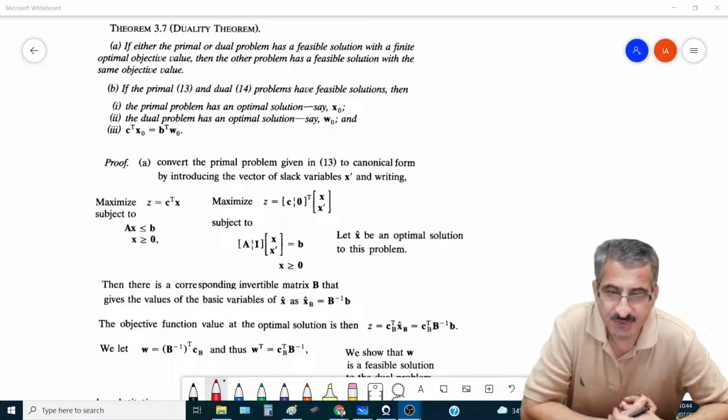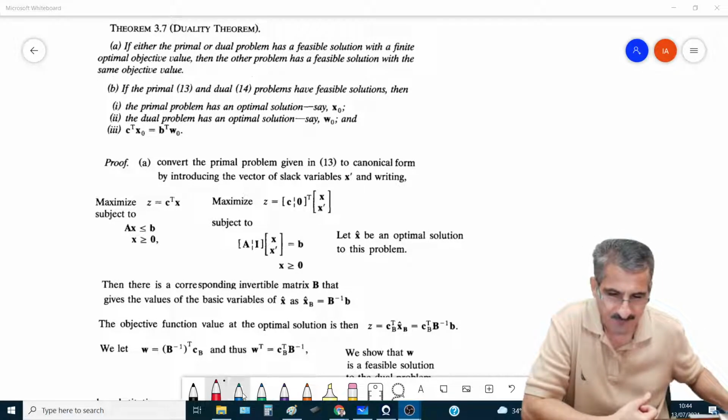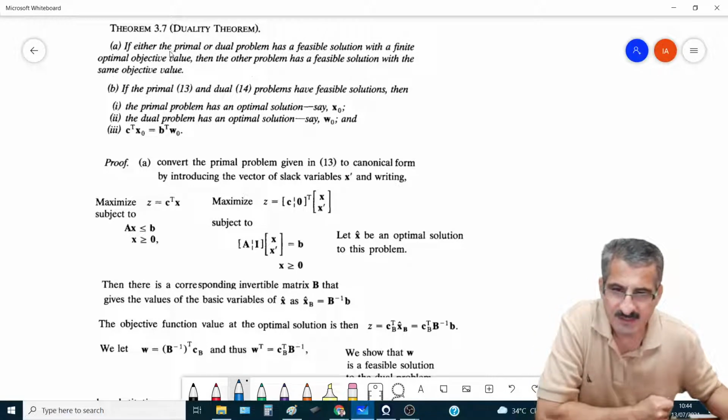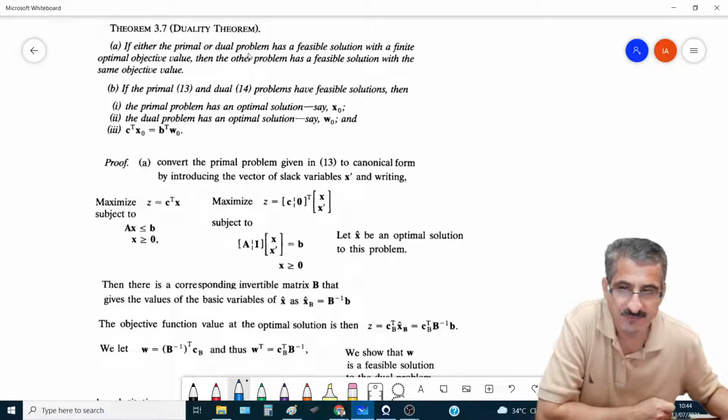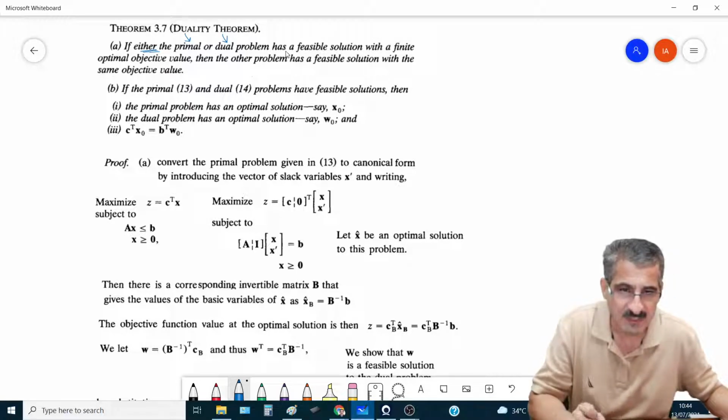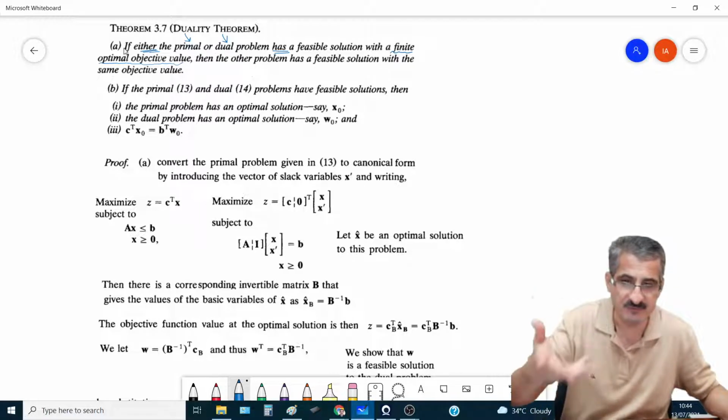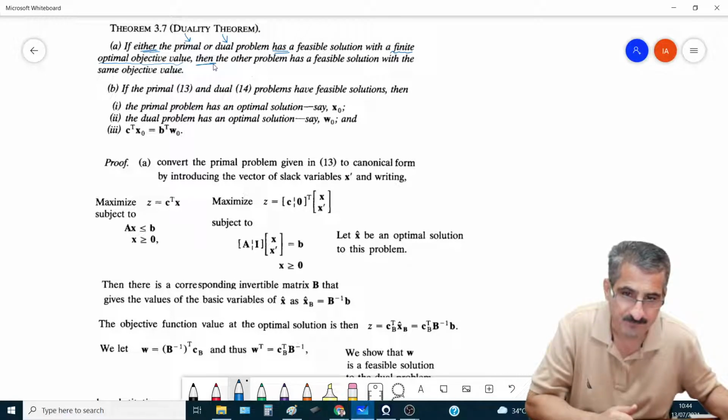The duality theorem. Okay, let us read what it says. If either the primal or the dual problem has a feasible solution with a finite optimal objective value, then the other has a feasible solution with the same value. So it's talking about either the primal or the dual. If one of them has a feasible solution with finite objective value, then the other has a feasible solution with the same value.